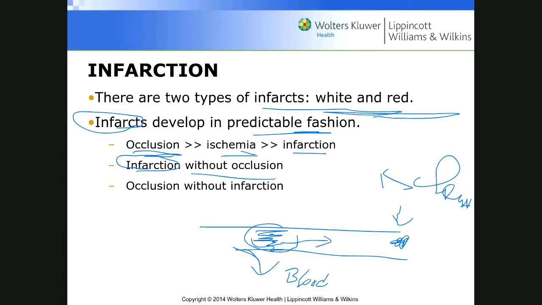Can you have an occlusion without an infarct? Let's say you have an occlusion here, but this area is normal. What might cause that? There is an occlusion, so how could this area be normal? Well, especially if there are other blood vessels that feed it. So you can have an occlusion but no infarct. Usually in the heart, you might see something called anastomosis.